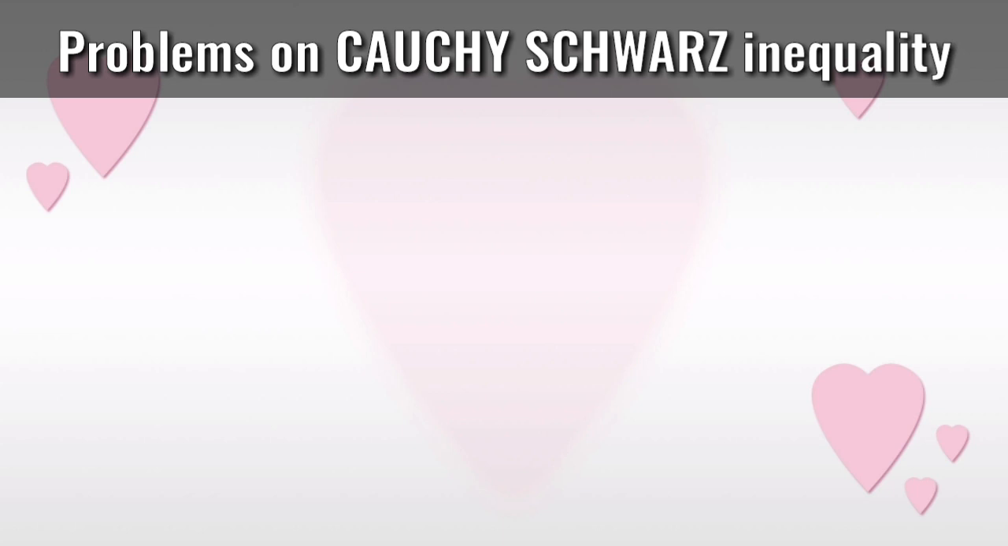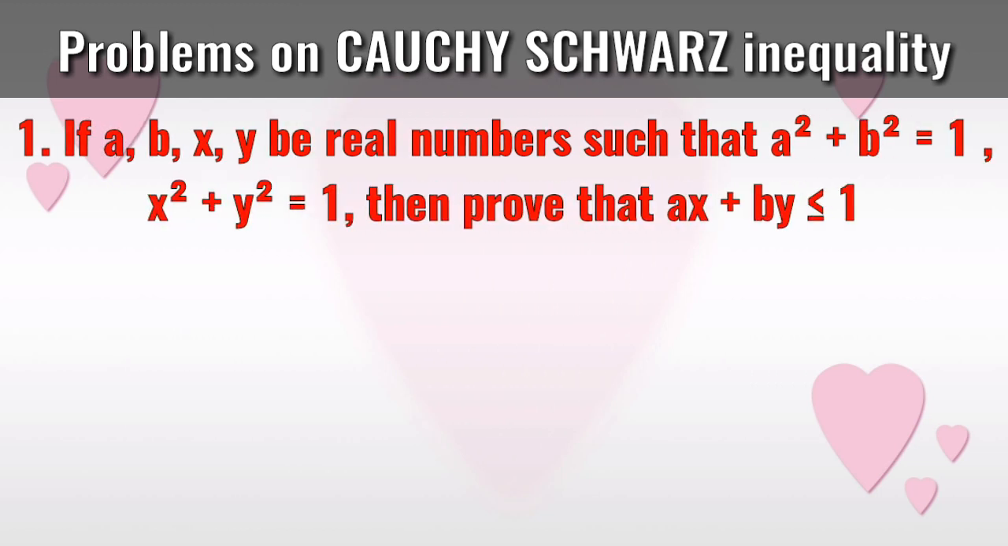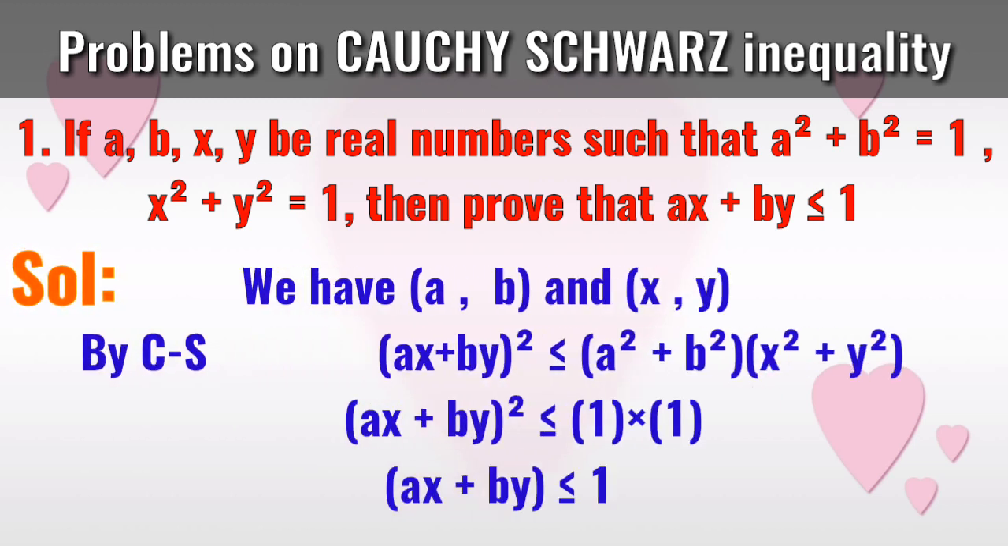The first problem is: if a, b, x, y are real numbers such that a² + b² = 1 and x² + y² = 1, then prove that ax + by ≤ 1. The solution or proof is, we have two sets of numbers, a, b and x, y.